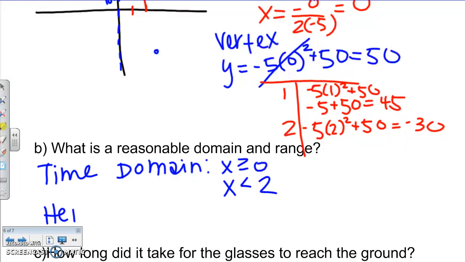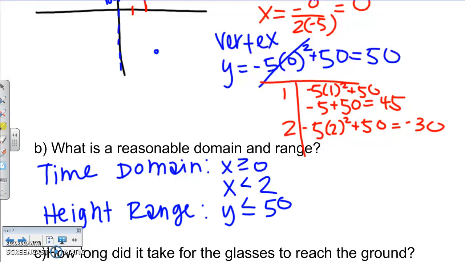Now, height. The glasses, which is my range. The glasses aren't going to get higher than where they fell from. They fell from 50 feet. So why does that be less than 50? Because it's not plunging to the center of the universe. It needs to be greater than or equal to 0.